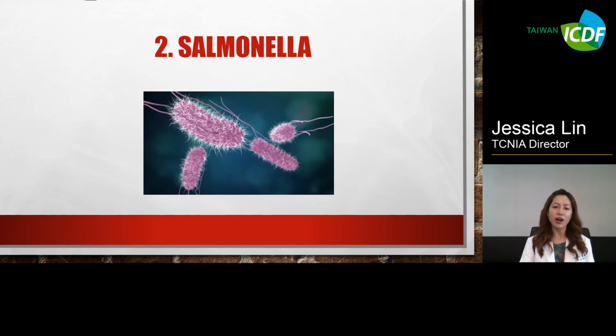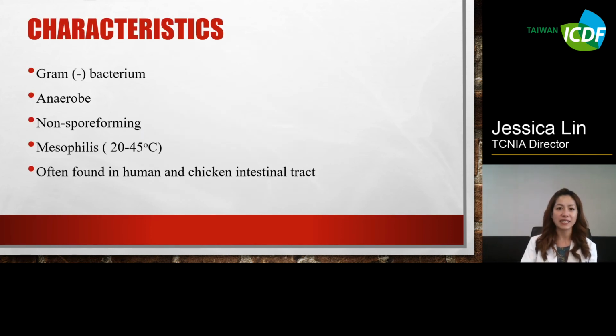Okay, then we'll move on to the next bacteria, which is called Salmonella. I'm sure a lot of you are familiar with Salmonella, and it is also a gram-negative bacterium. It also doesn't like oxygen, so it's anaerobe. It's non-spore forming, and it's mesophilous, so it likes moderate temperature. It can grow well between 20 to 45 degrees Celsius, and it's often found in human and chicken intestinal tract.